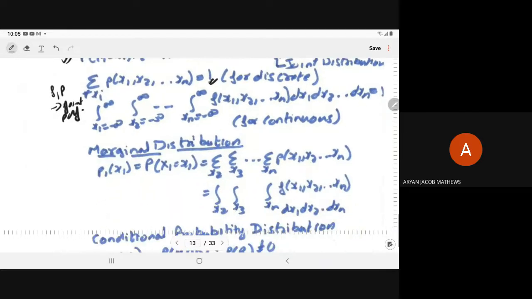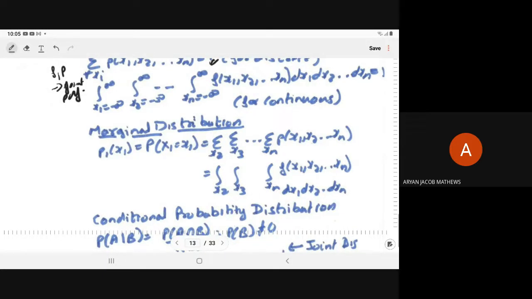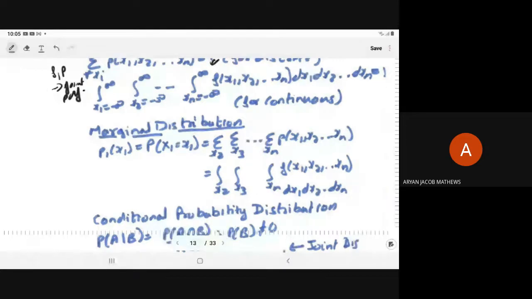From here we have another type of PDF, known as the marginal distribution. Marginal distribution states the density function for a particular variable. When we have n variables, out of the n variables we can consider the distribution of one variable, two variables, or n minus one variables. Then we compute the marginal distribution.